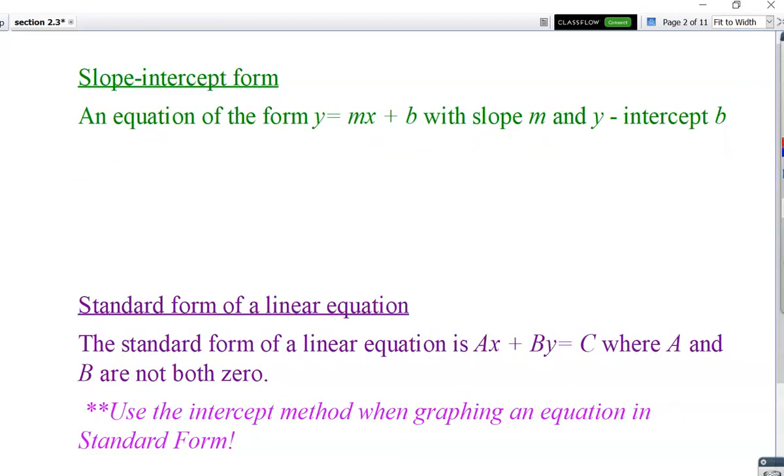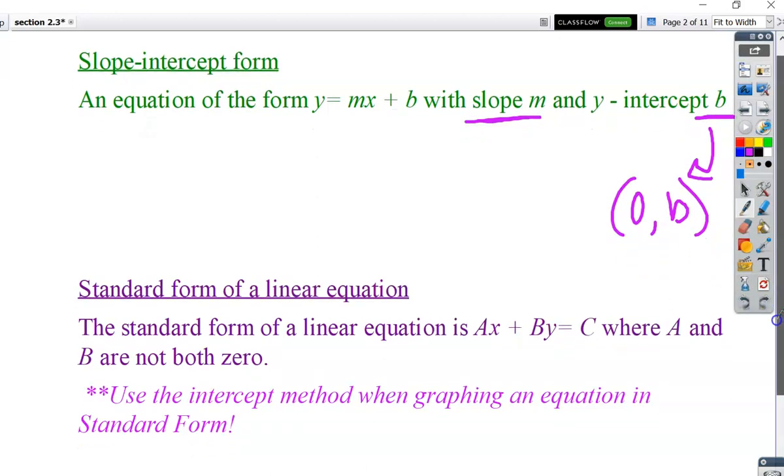When we're talking about linear equations, we have a few different forms we can look at. The one we're probably most familiar with is the slope-intercept form, y equals mx plus b. M represents the slope, b represents the y-intercept, and you always start your graph at the point (0, b).